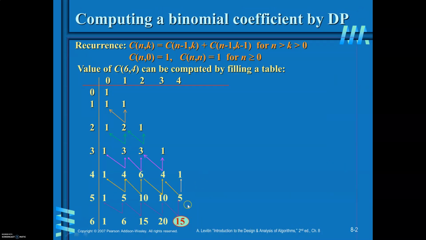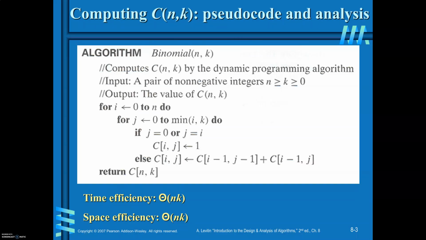Basic operation, what you are performing here is addition. In order to find out this, you are required to add these two. In order to find out these values, you are required to add these 2 and 1. That means in general, if you want to find out C(n, k), you are required to add C(n-1, k) plus C(n-1, k-1). So the basic operation performed in this algorithm is addition.